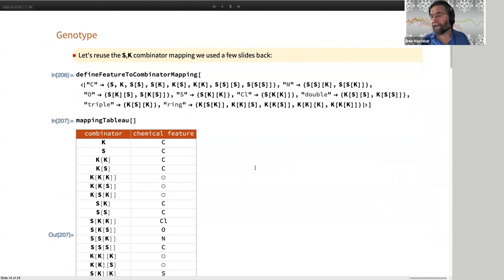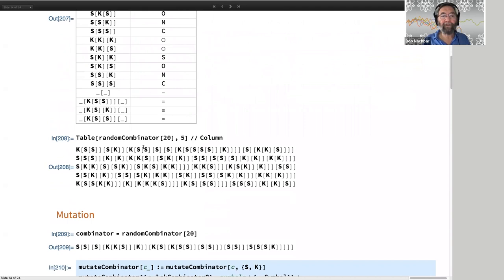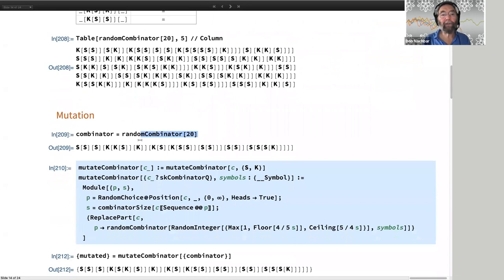So we used the same SK combinator mapping that we had before. And we can generate a random combinator. Here's one. And we can use this function here, mutate. All it does is randomly pick some point in here and then take that combinator at that point and change it to something else. Or maybe it's this combinator here that's chosen and changed into a different combinator of about the same size, a little bigger or a little smaller.